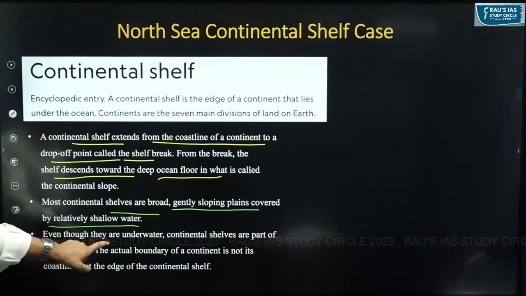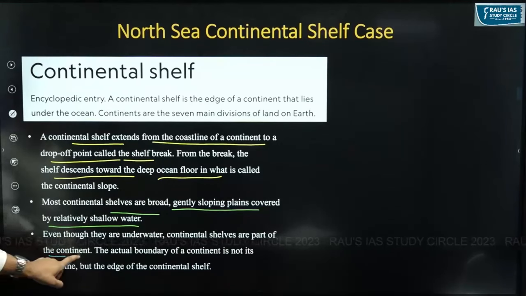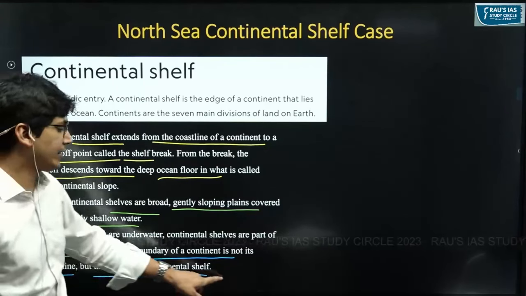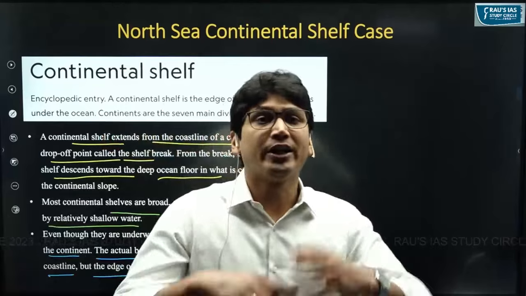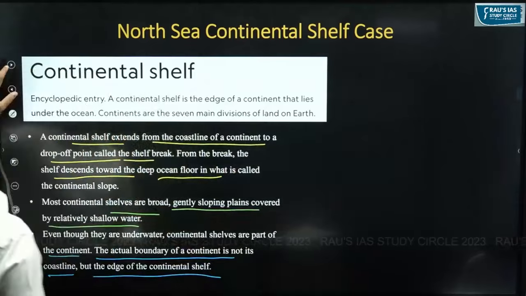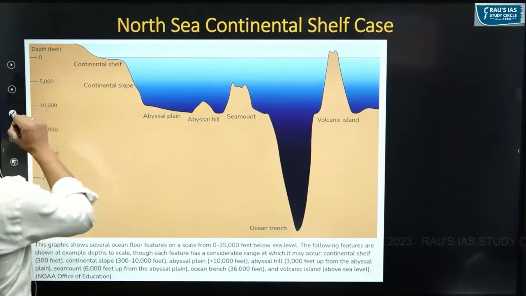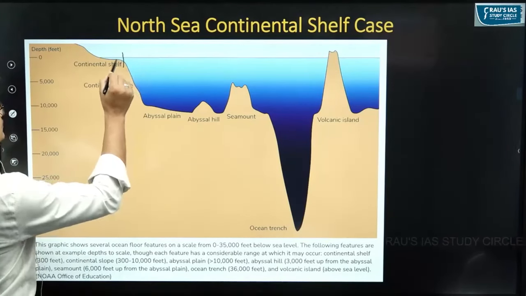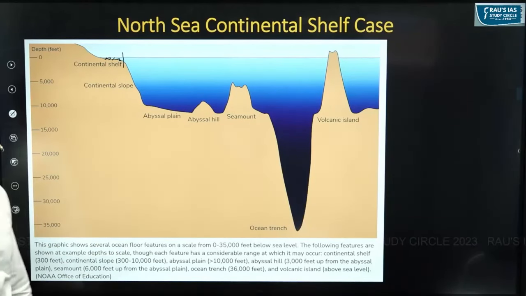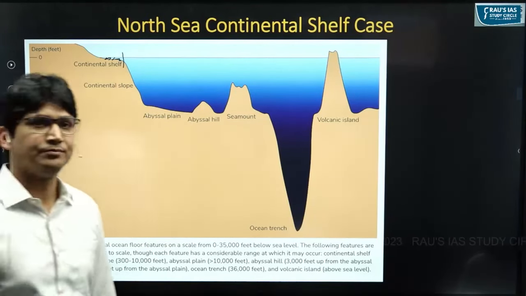So it says, even though they are underwater, continental shelves are part of the continent. The actual boundary of a continent is not its coastline, but the edge of the continental shelf. But again, this is a very geographical understanding of a continental shelf. Again, I'm repeating this. And if you look at this map, see here, this is your continental shelf. And then the continental slope, and then, of course, later.